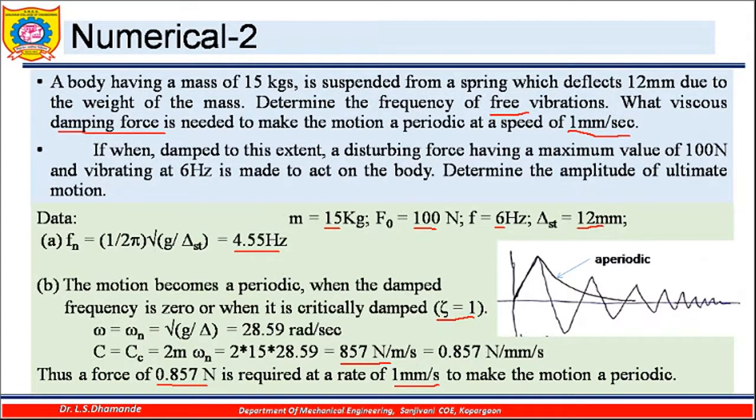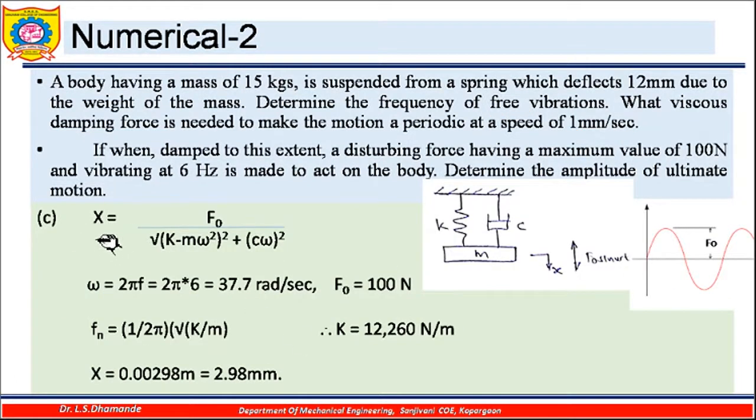Okay, now we'll concentrate on the third part. We have to determine the amplitude of motion at this value of the force excitation. We know the equation for the amplitude of forced vibration is given by F0 upon the square root of (k minus m omega squared) whole squared plus (c omega) squared. Omega is equal to 2 pi f, that is 2 pi into 6, because 6 hertz is the given frequency of excitation, so it will be 37.7 radian per second. F0 is 100 Newton, which is given.